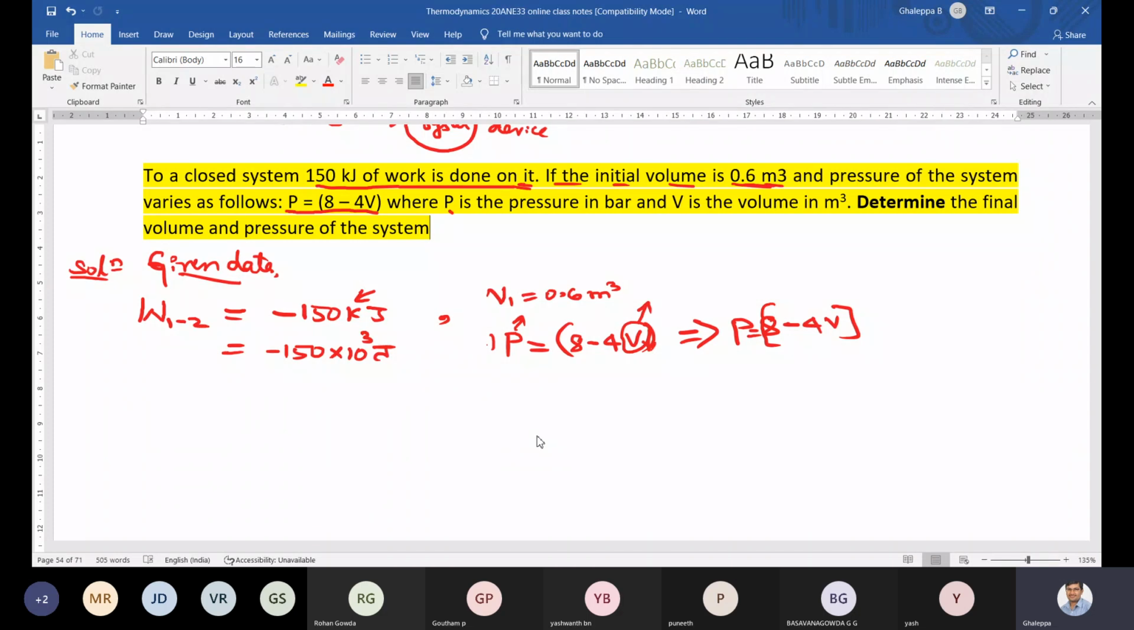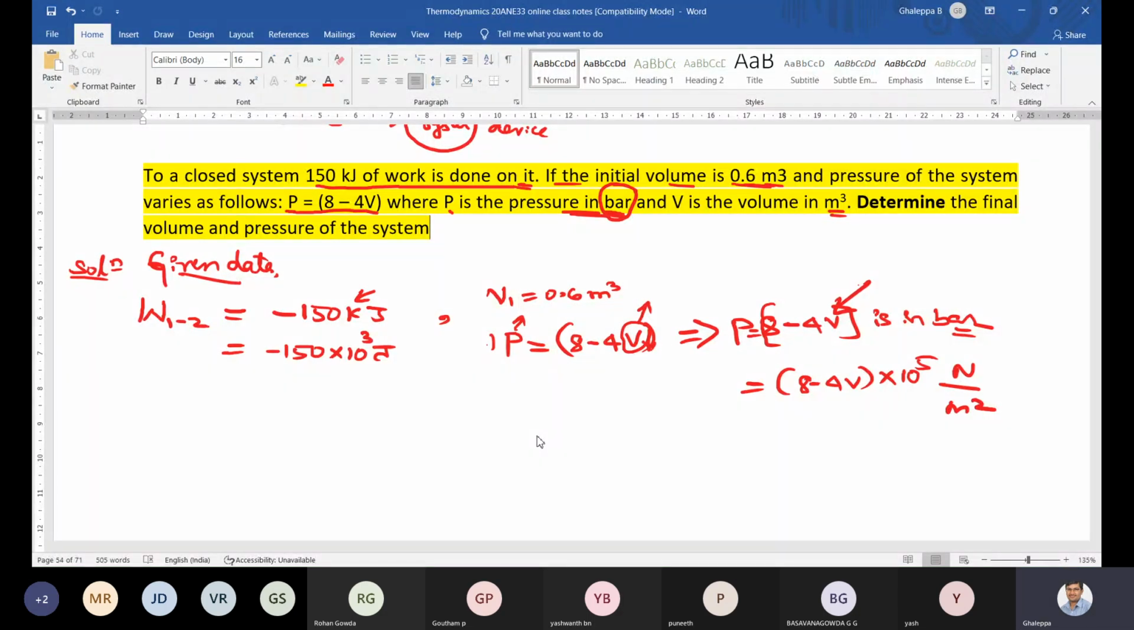Where P is a pressure in bar. This is very, very important. Such type of numericals are very important because here he has given pressure in bar. So once you substitute the value of V, you will get the pressure in bar. So you have to write 8 minus 4V into 10 to the power of 5 Newton per meter square, because it is in bar. And V is a volume in meter cube. Yes, this volume he has given in meter cube.